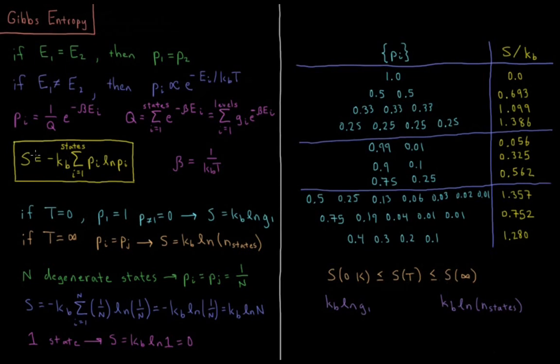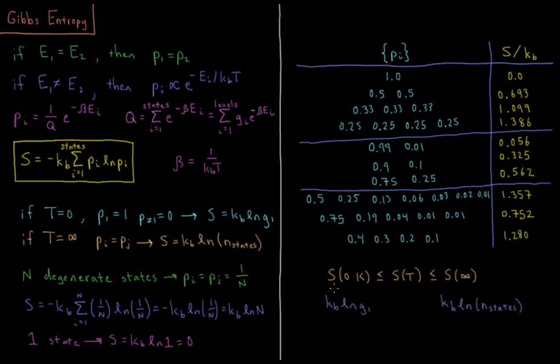So the entropy really is a measure of how well distributed the energy is, or how well distributed the system is between all the available energy states. So the higher the entropy is, the more well distributed, the more even the probabilities are. And the lower the entropy is, the more uneven, the more concentrated, the less distributed the energy is.